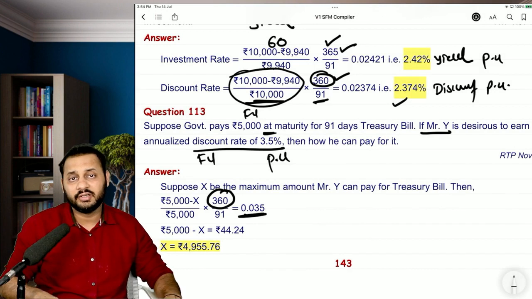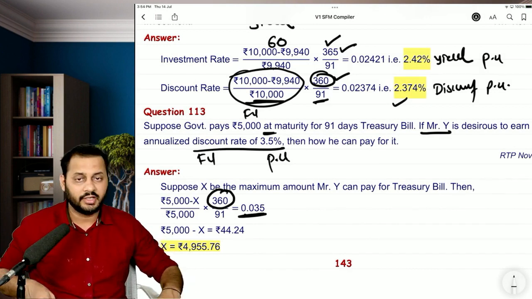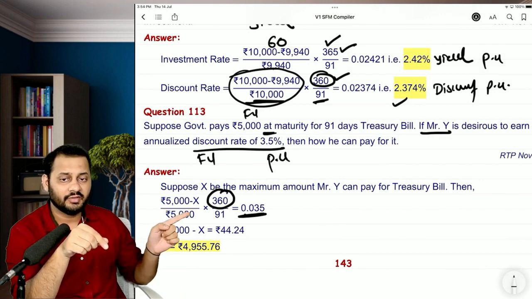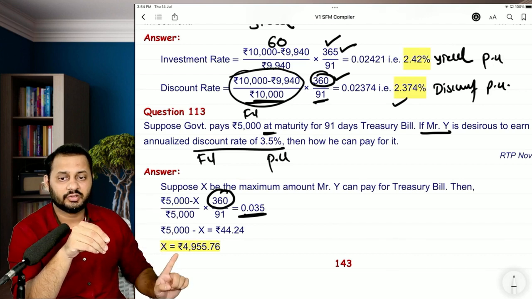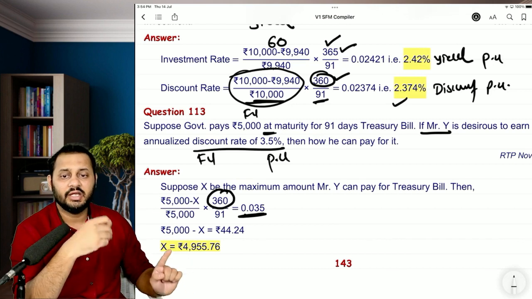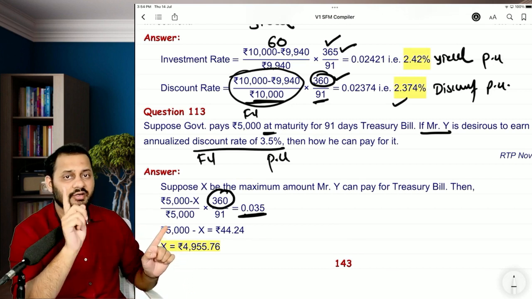And then you converted that per annum rate into 91 days. Or we can say that we converted this return of 91 days, this discount of 91 days, into 360 days. So your issue price will come to 4955.76. That means if you pay this much of the amount, this minus this will be your discount.